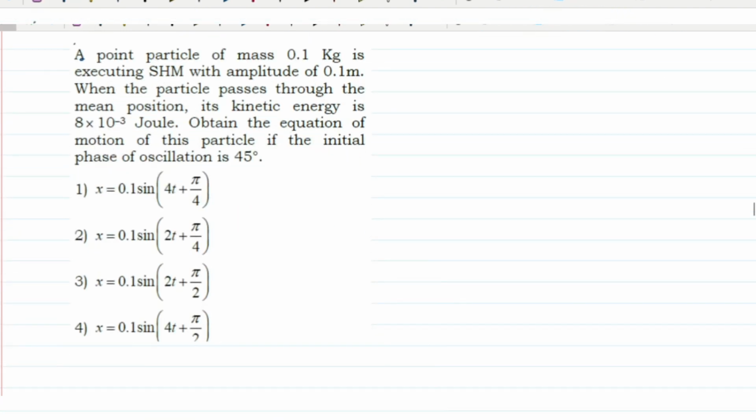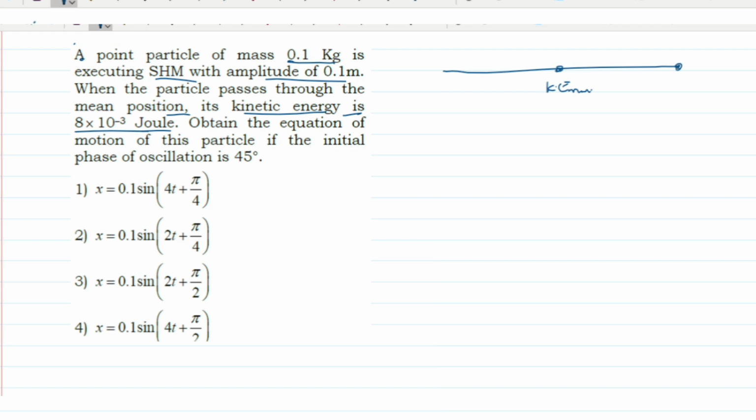Let us see the next question. A point particle of mass 0.1 kg is executing SHM with an amplitude of 0.1 meter. When the particle passes through the mean position, its kinetic energy is given as 8 into 10 power minus 3 joules. When the particle is passing through the mean position, it will have the maximum velocity and maximum kinetic energy. So its kinetic energy is given as 8 into 10 power minus 3 joules.